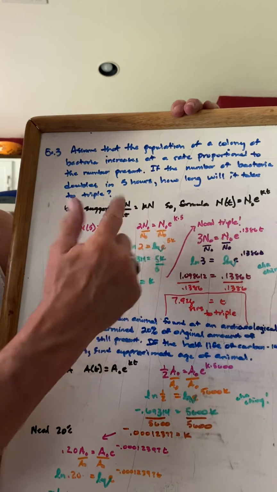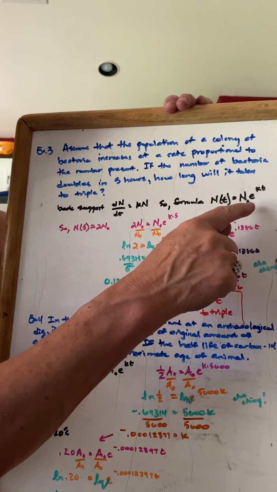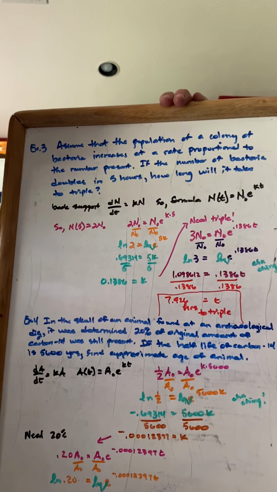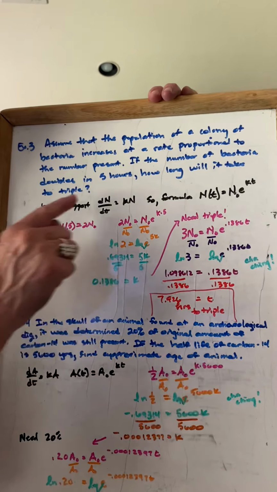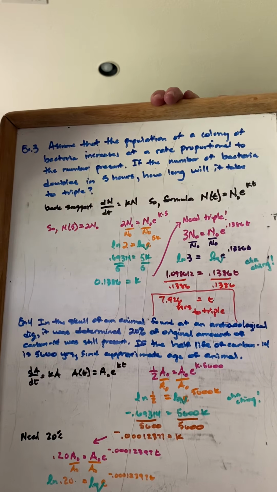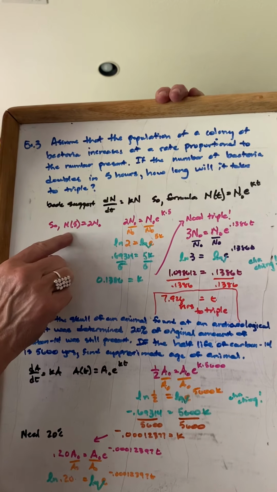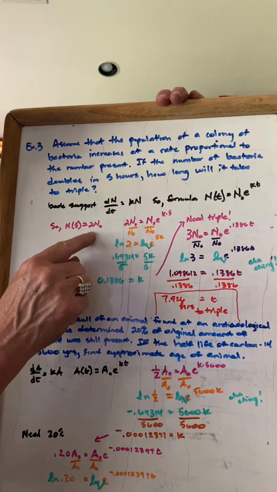So the formula, if we choose N's instead of A's, is N of t equals N sub 0 e to the kt. I just exchanged N in for A, nothing else. So write your formulas down because that's what you're going to put your concepts into. So you need N of 5 equals 2 N sub 0, because N at 5 hours has doubled, 2 times N sub 0.